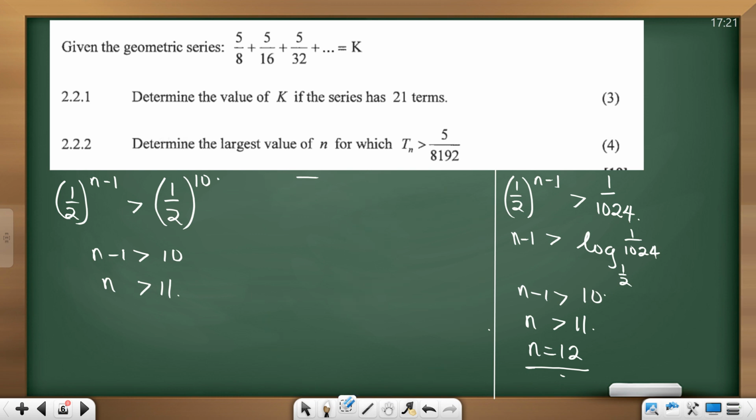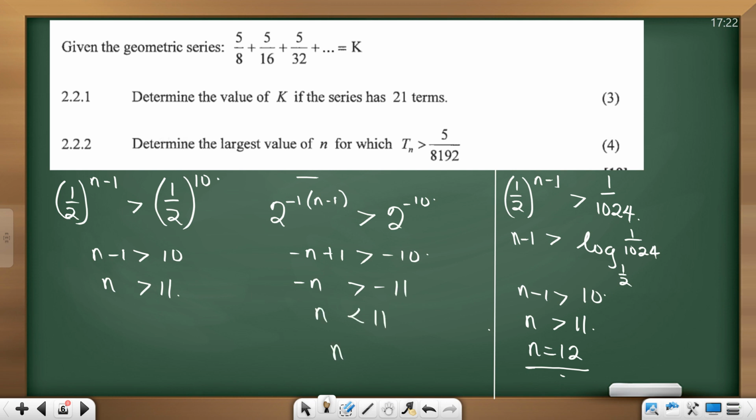I'm expecting that inequality sign to just change. Negative 1, n minus 1, right? Greater than 2 to the power what? Negative 10. So negative n plus 1 greater than what? Negative n greater than negative 11, right? N should be less than 11. Yeah.